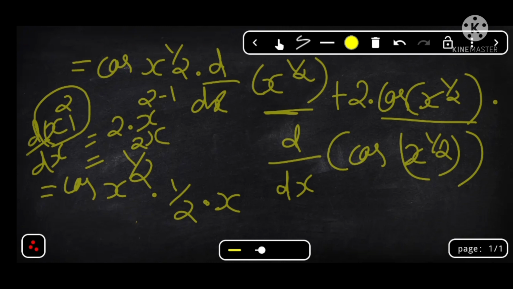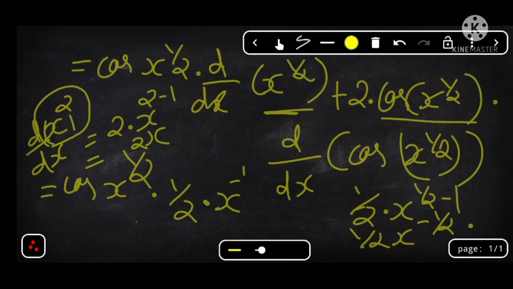Okay, what will come as exponent? So here it will be 1 by 2 into x raised to 1 by 2 minus 1. Okay, that is 1 by 2 x raised to minus 1 by 2. So we are reducing the exponent in each step. This is how we are getting the differentiation. Okay, so let me rub this.